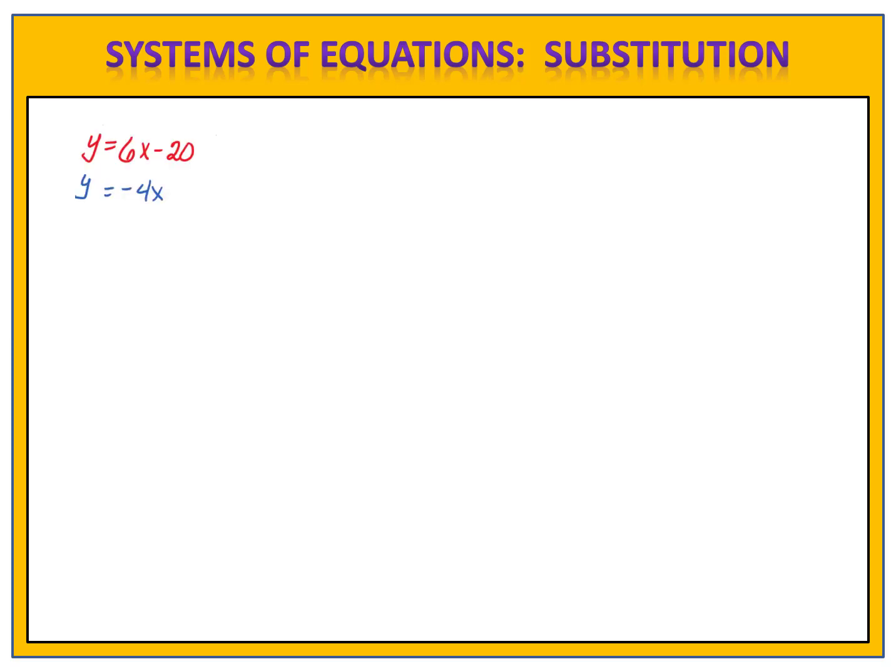In our first example, we want to find the solution to the system of equations. Because we have at least one equation that has a variable alone, y equals, we can easily use substitution. We know in the first equation we have y equals 6x minus 20. In the second equation, we have y equals negative 4x. If we look at that second equation, we know that y is the same as negative 4x.